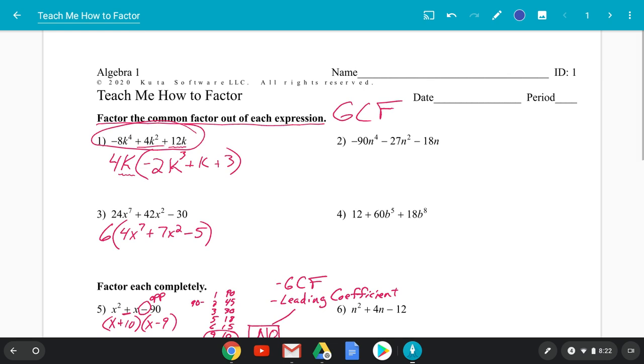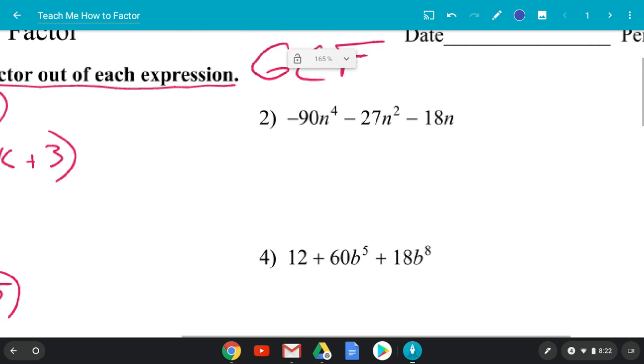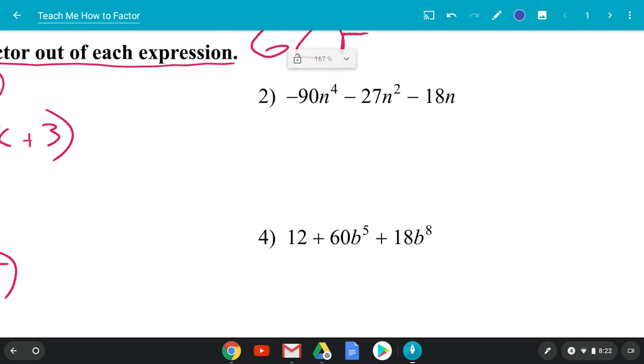All right, let's look at number 2 and 4. I had to find the GCF. Number 2, what is the largest number that goes into 90, 27, and 18? Well, that would be a 9. Also want you to notice that there's an N in all three of those. So not only can I pull out a 9, but I can also pull out an N.